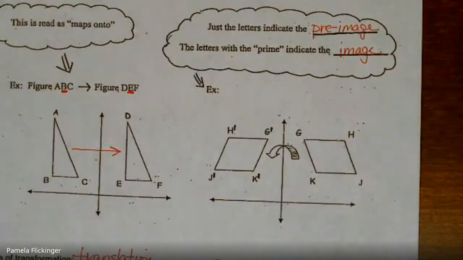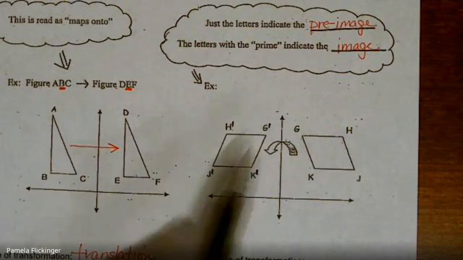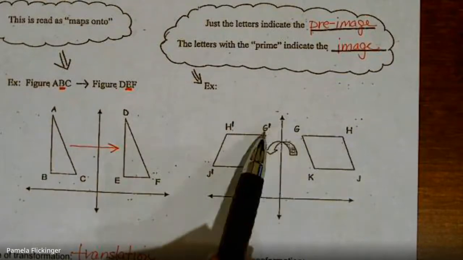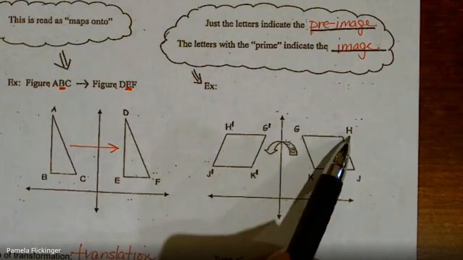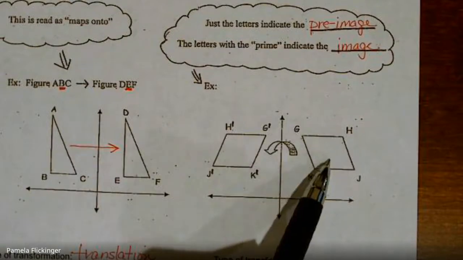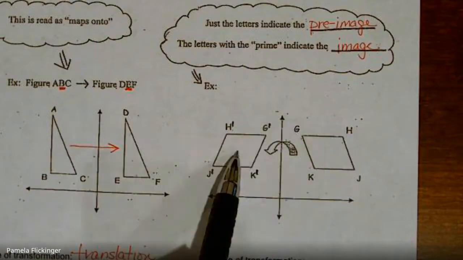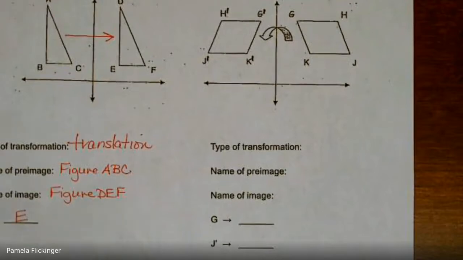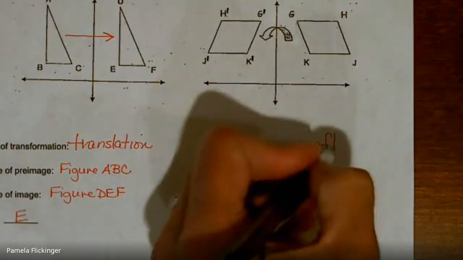All right, so you'll notice when they're going to use the tick marks, they still use the same letters. So we know that G is going to go with G prime, and H is going to go with H prime, and so on. So in order for that to happen, this figure was definitely flipped or reflected over the y-axis. So down here, right, we can identify the transformation as a reflection.